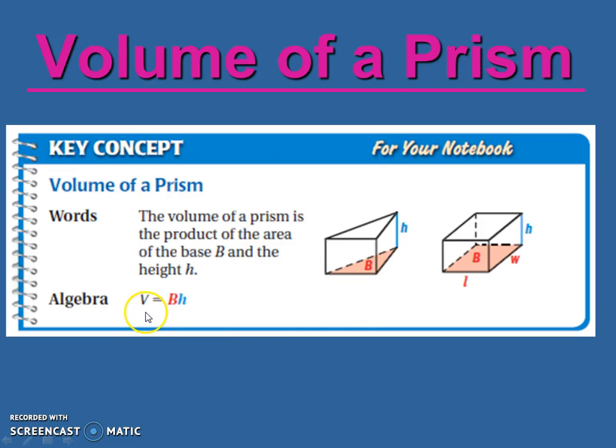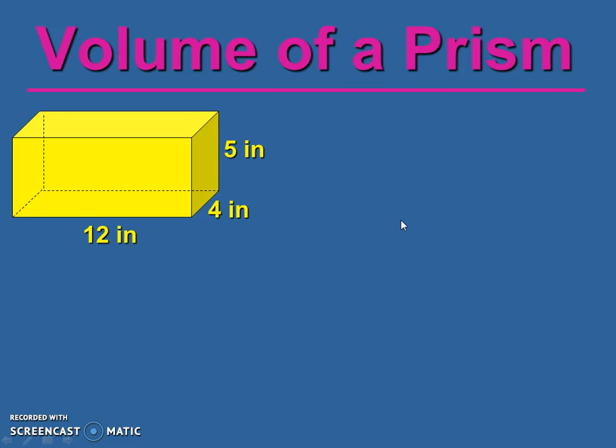So our formula for volume of a prism is going to be capital B, which stands for area of the base, times h, which is the height. Now remember, capital B, area of the base, that means you're doing some sort of calculation to get the area of that flat two-dimensional shape, and then you take that measurement times the height. Okay, so let's start with this first one here.